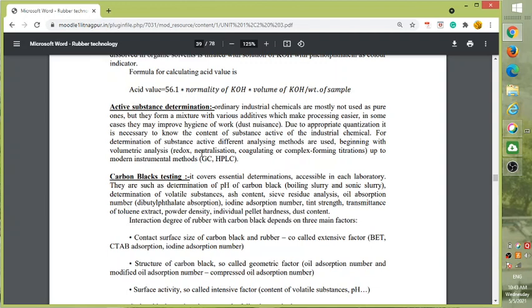For determination of substance active, different analyzing methods are used, beginning with volumetric analysis, redox, neutralization, coagulating, or complex forming titrations, up to modern instrument methods like GC and HPLC. So GC is gas chromatography, HPLC is nothing but high performance liquid chromatography.